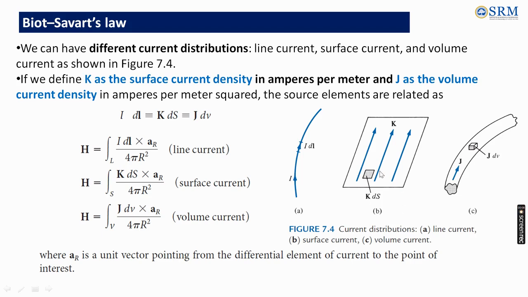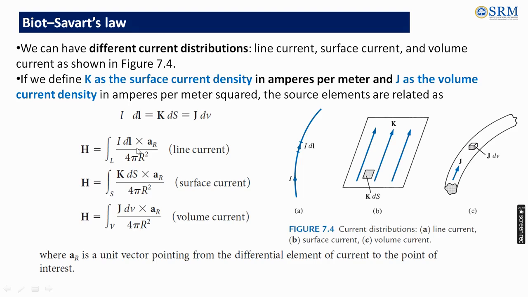Apart from the line current distribution that we have considered to understand the Biot-Savart law, there are different current distributions like surface current and volume current. K is the surface current density, which is represented by ampere per meter. J is the volume current density, represented by the unit ampere per meter square. So the source elements, whether there is a current carrying conductor, I dl, this is equivalent to K dS, surface current density into the differential surface area, which is equivalent to J dV.